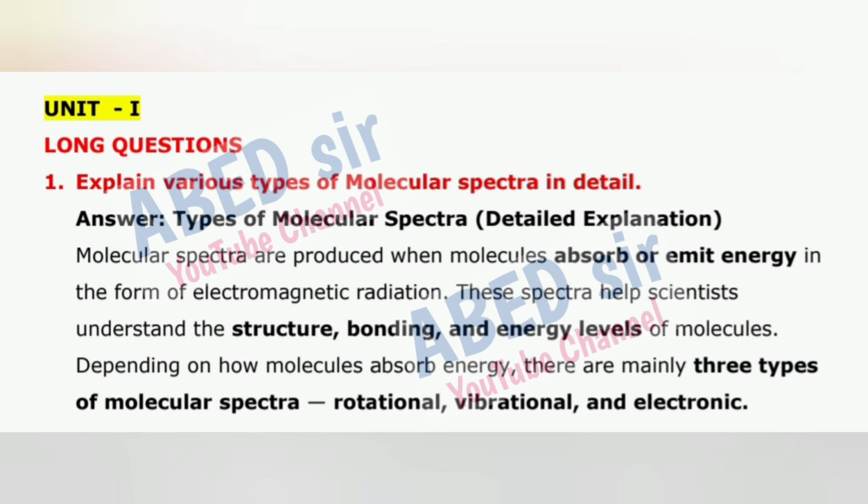Molecular spectra are produced when molecules absorb or emit energy in the form of electromagnetic radiation. These spectra help scientists understand the structure, bonding, and energy levels of molecules. Depending on how molecules absorb energy, there are mainly 3 types of molecular spectra: rotational, vibrational, and electronic.